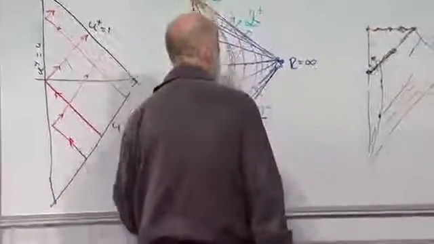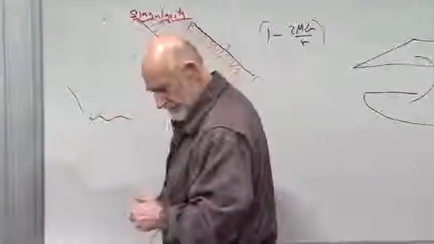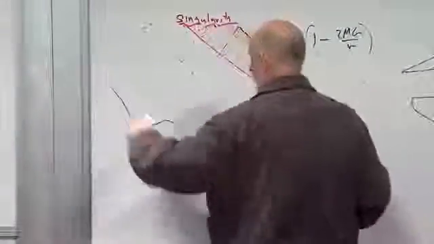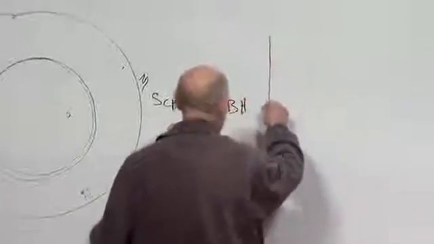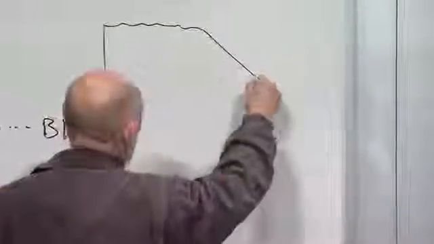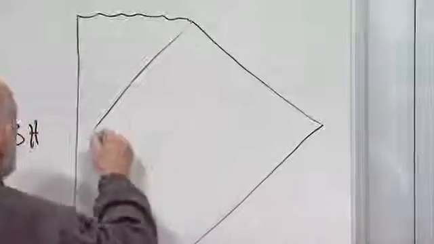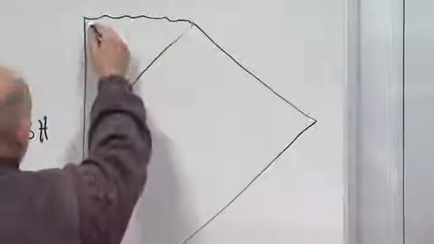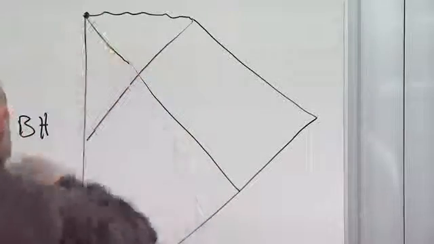Maybe I should draw it bigger. Let's draw it bigger. We can do it right over here. All right. So here's our Penrose diagram for the formation of the black hole. Here's the horizon. Here's the infalling shell. And the infalling shell hits right over here.